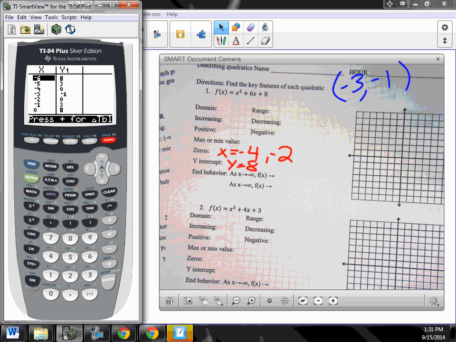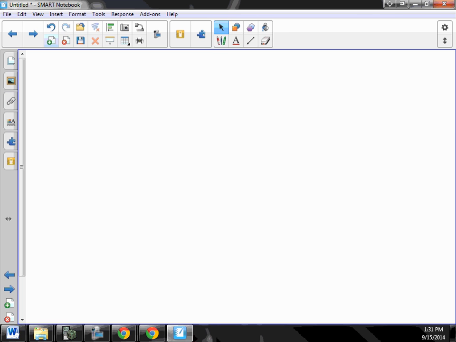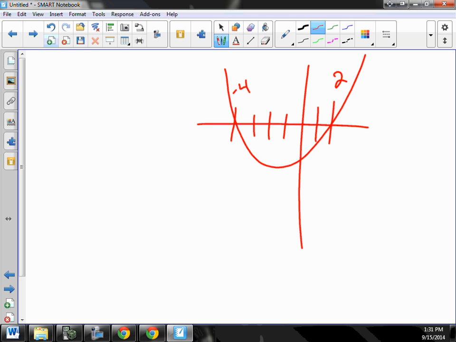Nobody knows? It's halfway between negative 3 and negative 1. Wherever your roots are will determine where your minimum is. So if this is your quadratic, so negative 4 and 2, my minimum has to be halfway between those. So 1, 2, 3, 4, 5, 6, which means the minimum would be right here at negative 1.